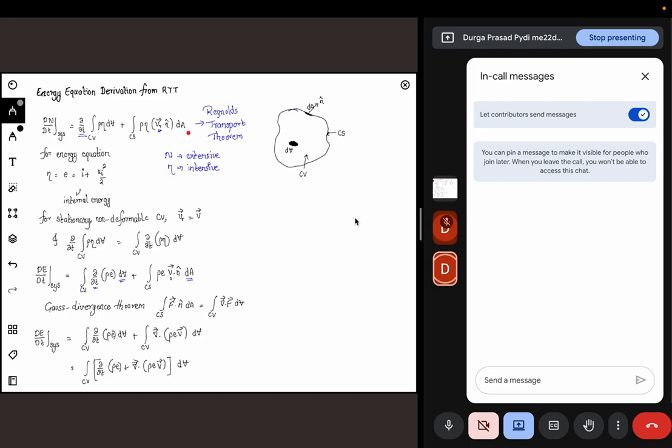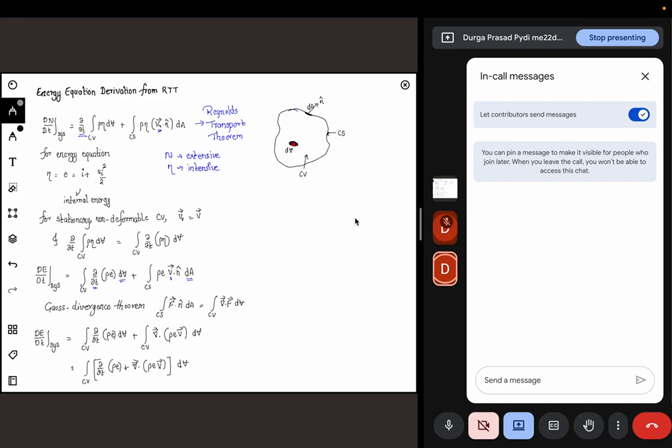This particular form is called an integral form, because all we are caring about is what is happening in a very big control volume. But what we are interested in is a differential form, wherein you take a small control volume dV, and we are trying to find the governing equations in this particular dV.